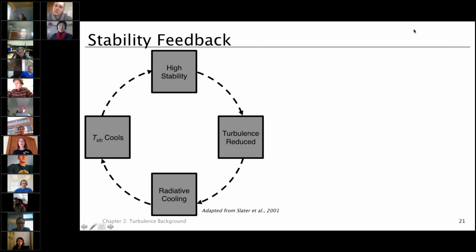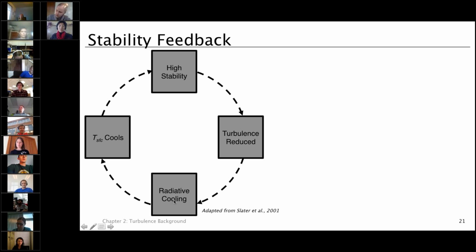Okay, so for next Monday, you're going to be reading Drew Slater's paper. What Drew Slater found is that in looking at these 21 land surface models, the point at which they diverged the most was that they had very different representations of what is called the stability feedback.